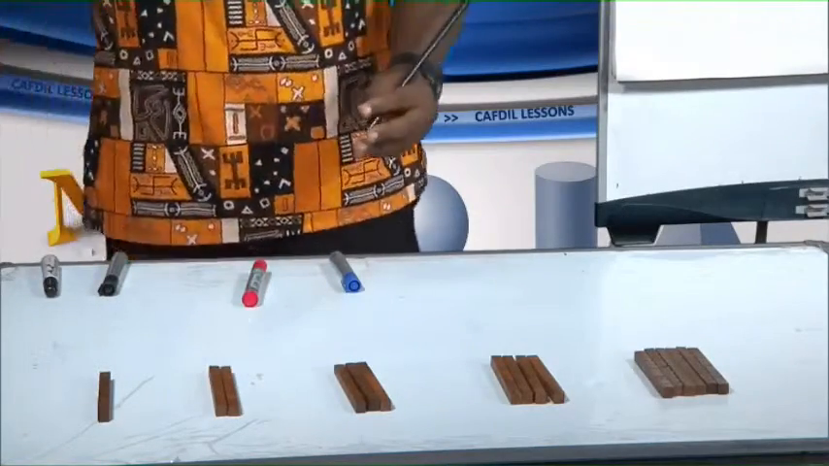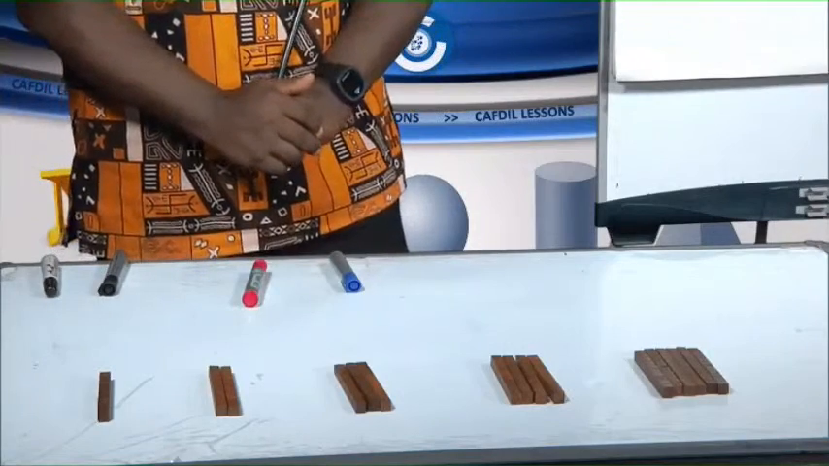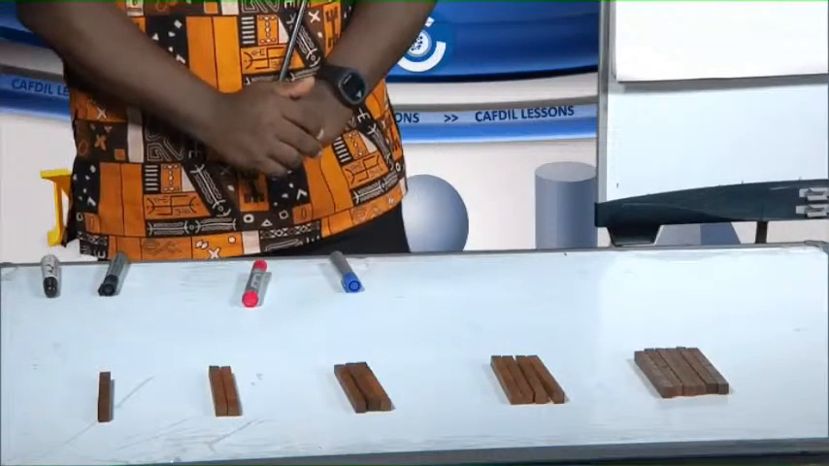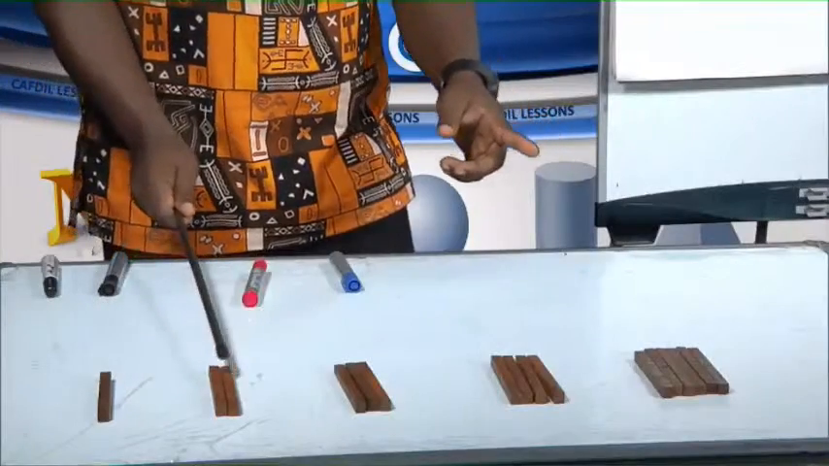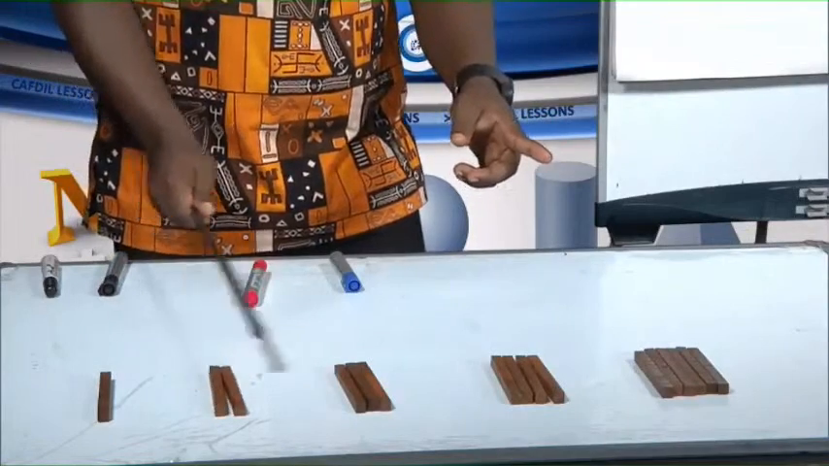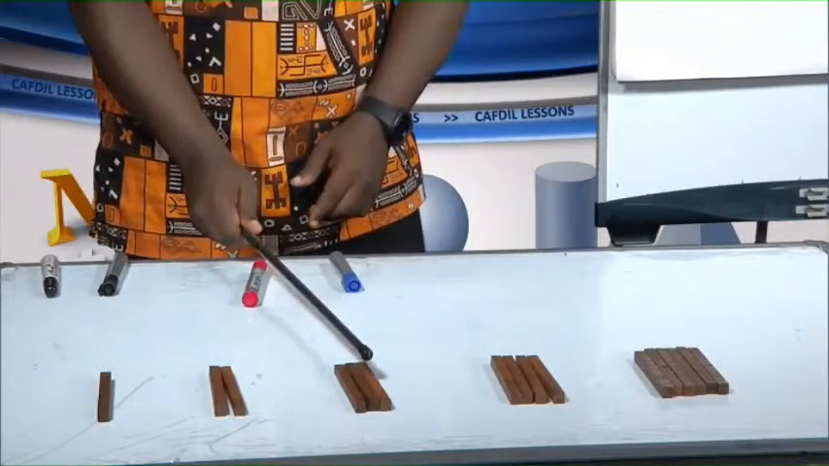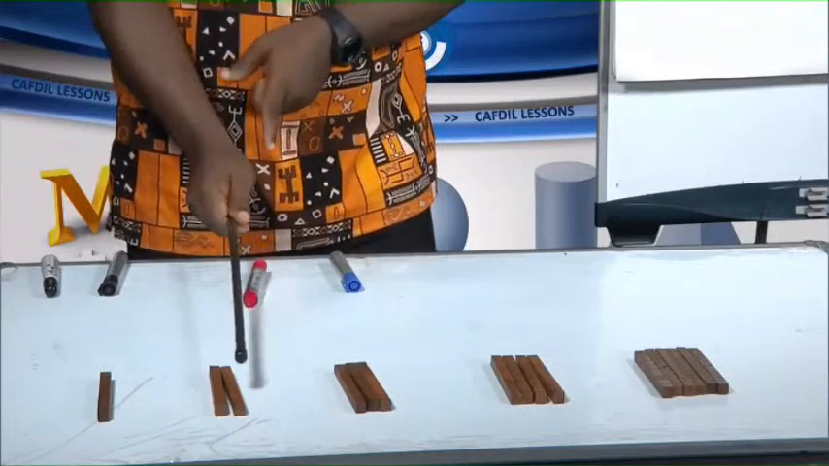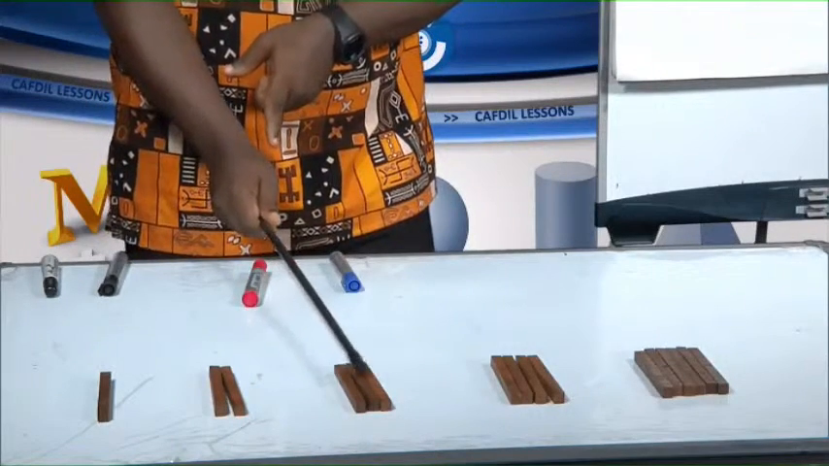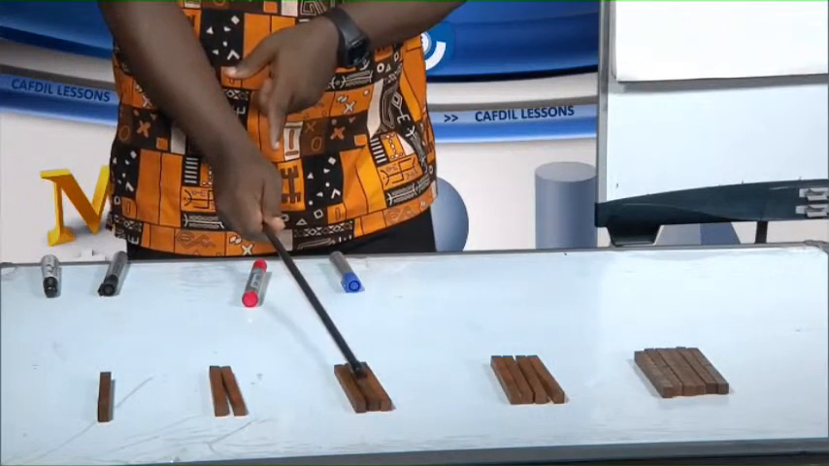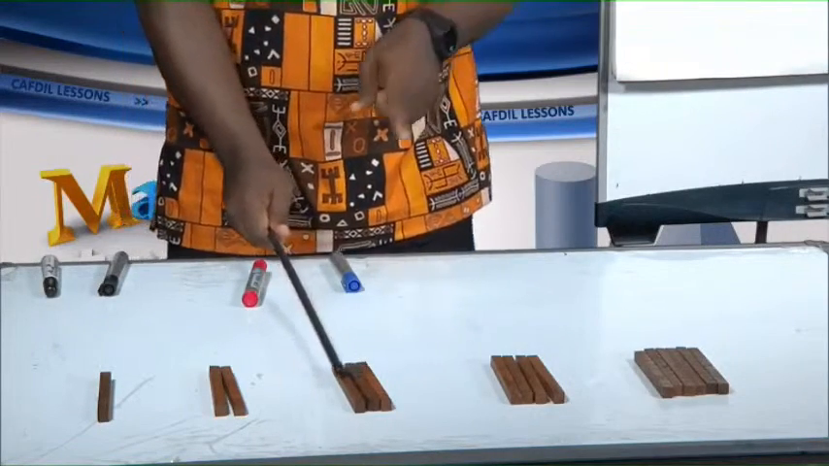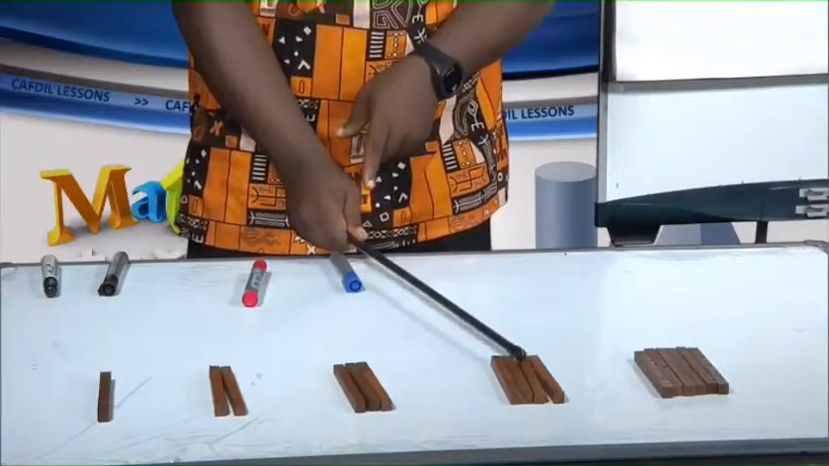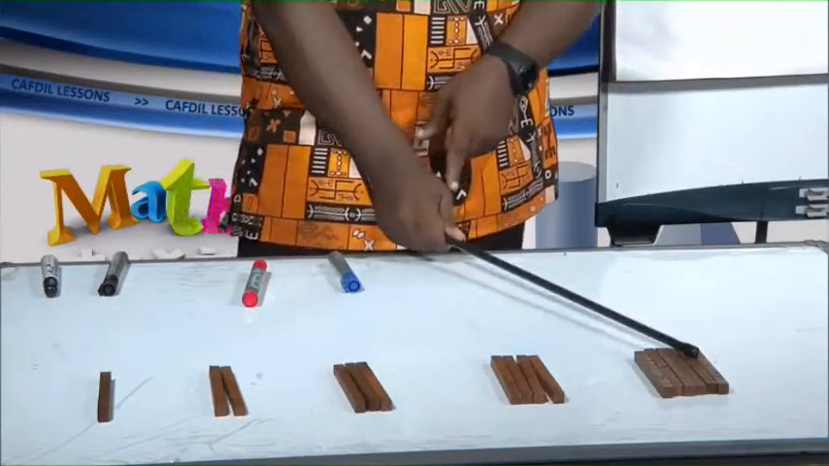But here we want to skip. It means that when I'm counting forward from 1, I will skip these 2. And let's say I come here. So you see that I've skipped 1. So I jump to 3. So it means that if I'm doing the skip count, then instead of me moving to this one, I'll skip this one and then I move to this.